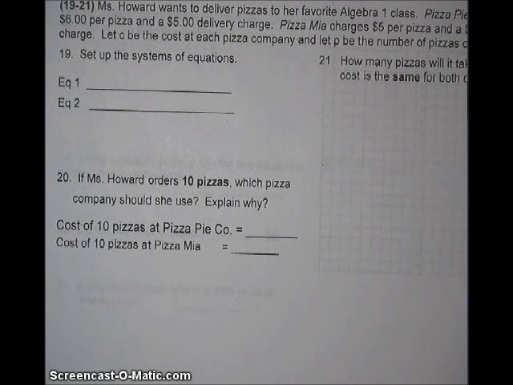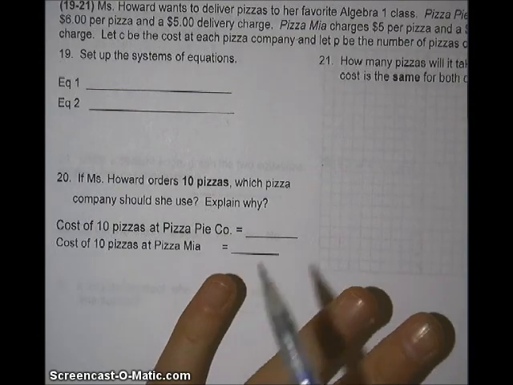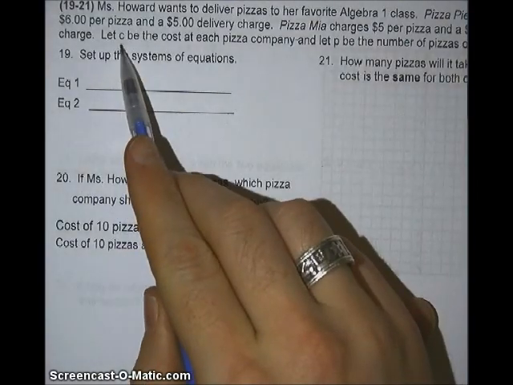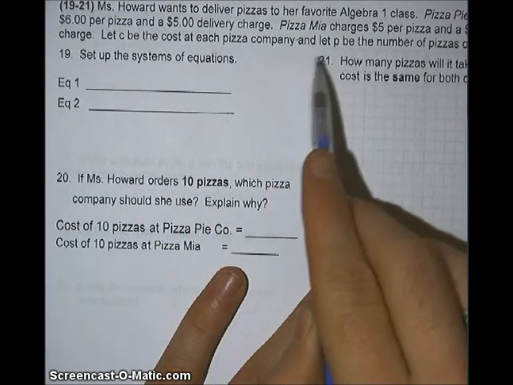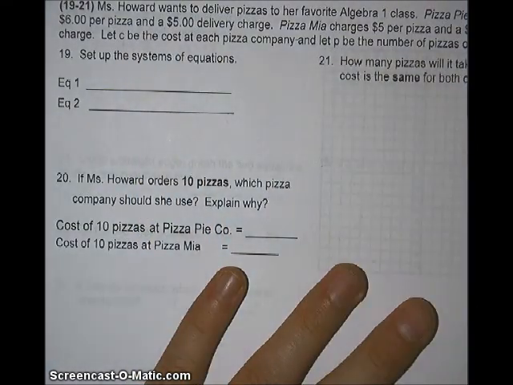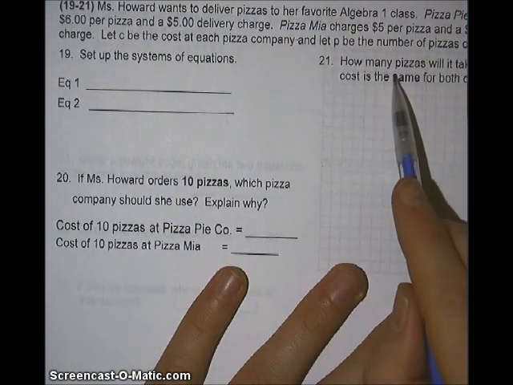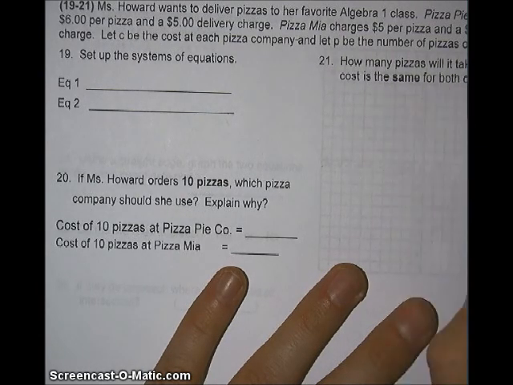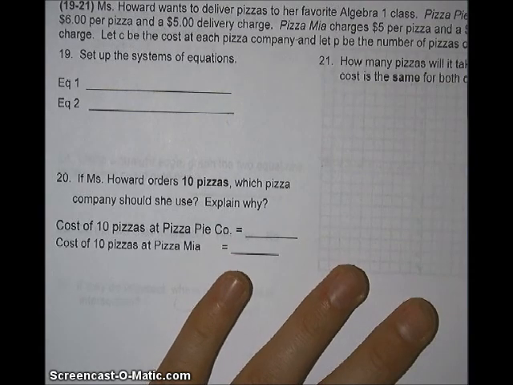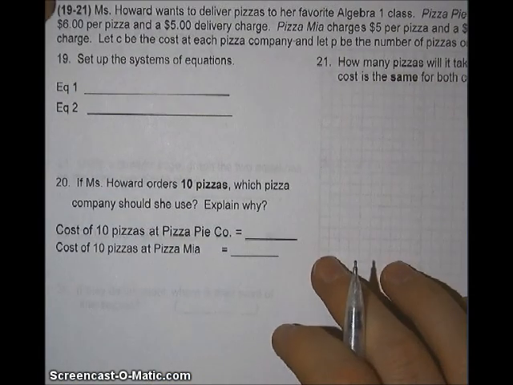Let's go ahead and move on to numbers 19 through 21. Like all my word problems, I'm going to jump to the end and see what the question's asking me to do. C is the cost at each pizza company. P is the number of pizzas ordered. And 21 wants me to know how many pizzas will it take for the cost to be the same. Okay, that tells me I'm going to be writing a system and solving it. So let's go ahead and set everything up.